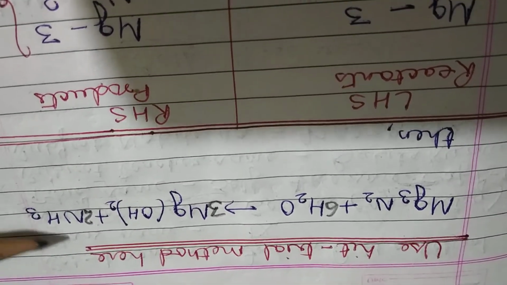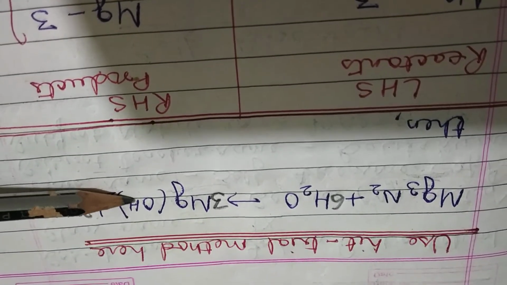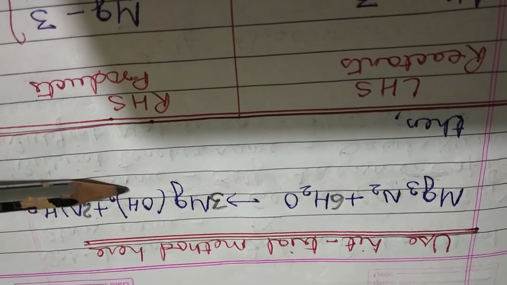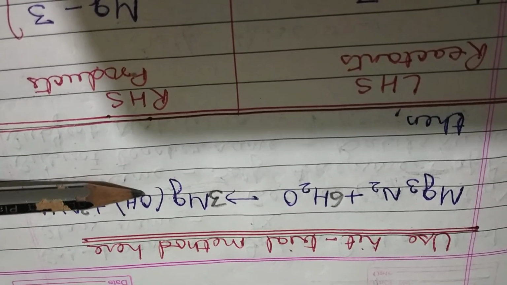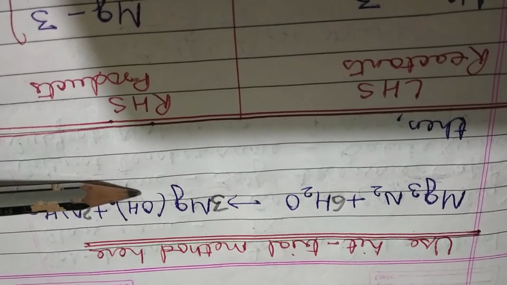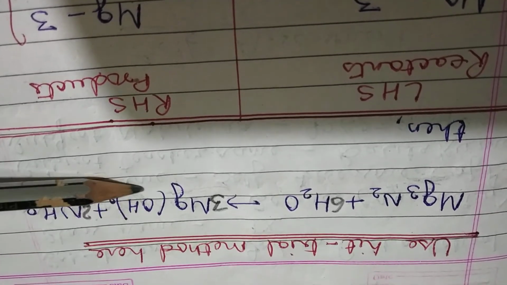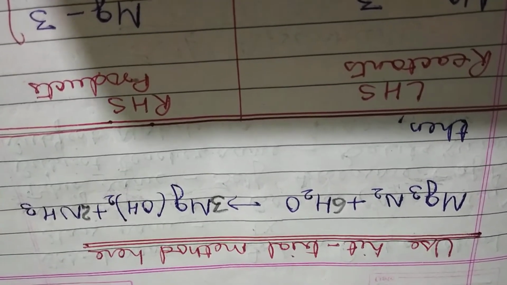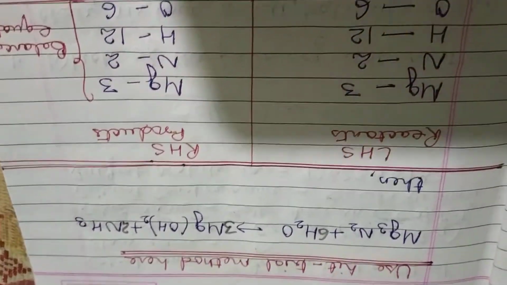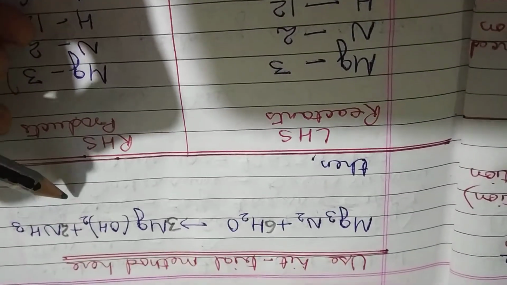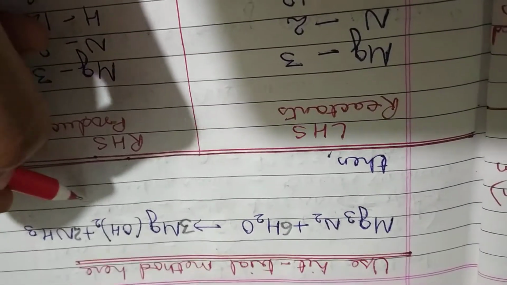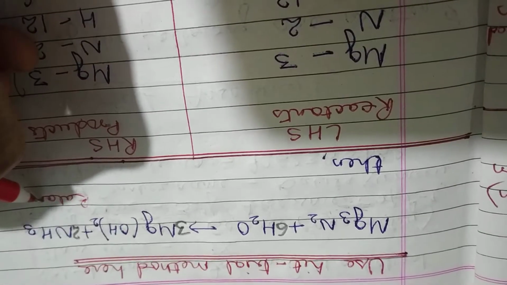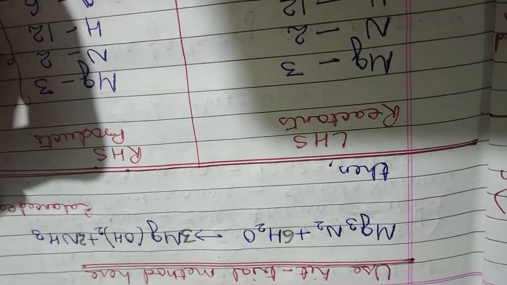Now check it here, students. Here this one hydrogen is 2, then oxygen is also 2. Then 2 3s are 6. Now in this way, oxygen is also balanced here. So this one, student, is called a balanced equation.